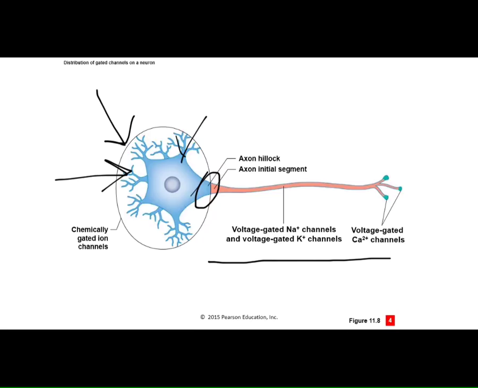And then at the very, very end, at the synaptic knobs, we're going to talk about voltage-gated calcium channels as we continue through this discussion. Okay, so we have different kinds of channels triggered by different molecules, charge differences, or pressure changes.